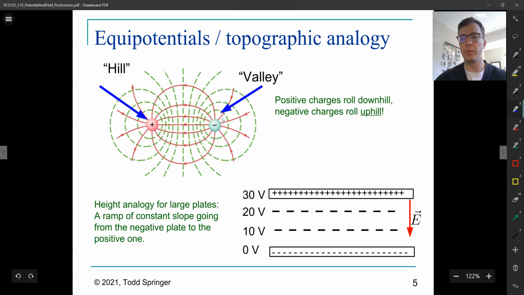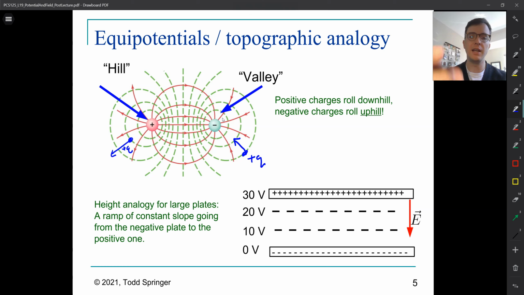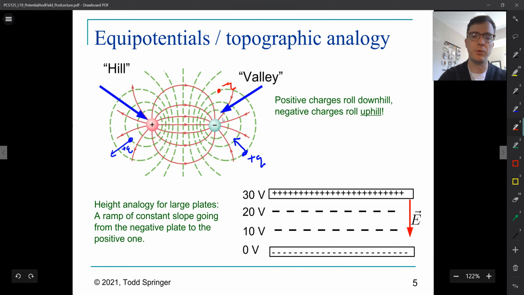If I were to put another point charge somewhere like here, let's say, plus Q, the positive charge would roll down the hill towards the negative charge. So positive charges roll down the hill towards the negative charge. That makes sense because positive is attracted to negative. And same thing if I put a charge here like plus Q, it would roll down the hill away from the positive charge. But if I put a negative charge somewhere, maybe I'll use a different color, like put a negative charge here, minus Q, that would roll uphill.